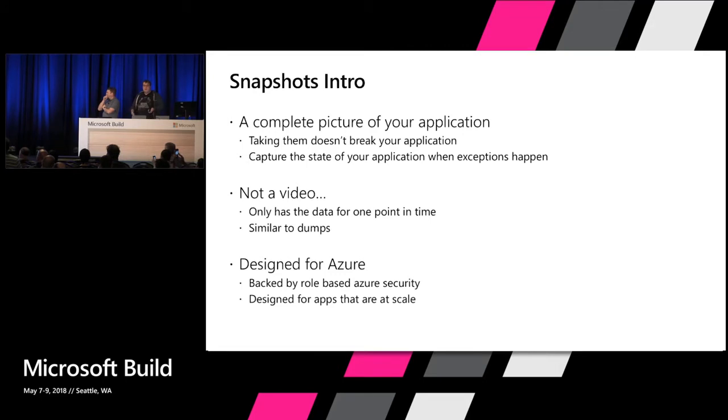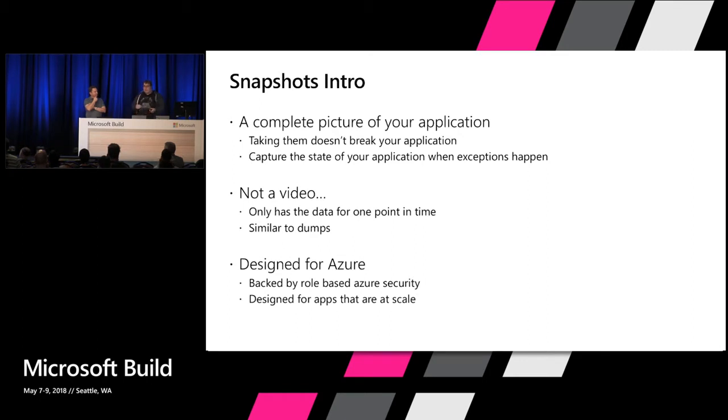If you're familiar with dumps, has anyone ever done dump debugging in Visual Studio or WinDBG? A few people, very similar concept to that, except unlike a dump, when you, I hate to say this, when you take a dump today, it's going to pause your application. Whereas a snapshot won't pause your application, which is really important. When you have a deployed application, you don't want to stop it, because as soon as you stop your application, every request is going to fail.